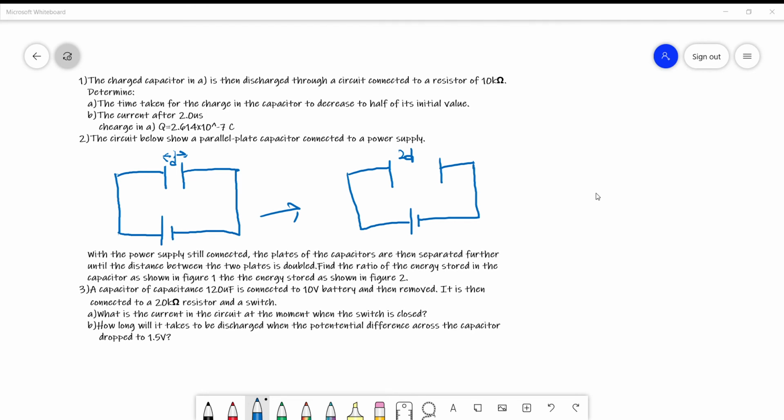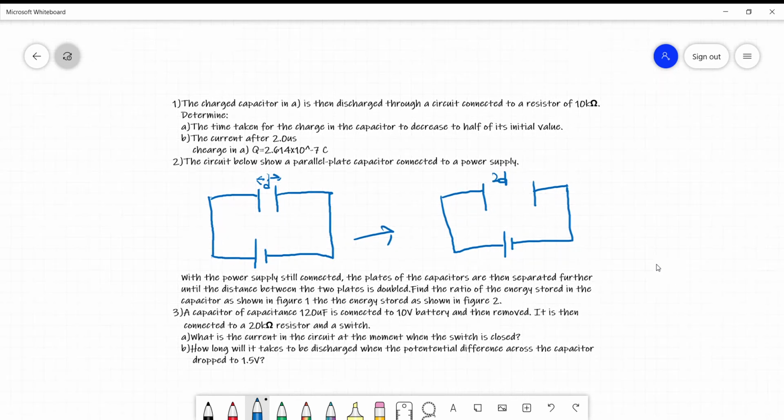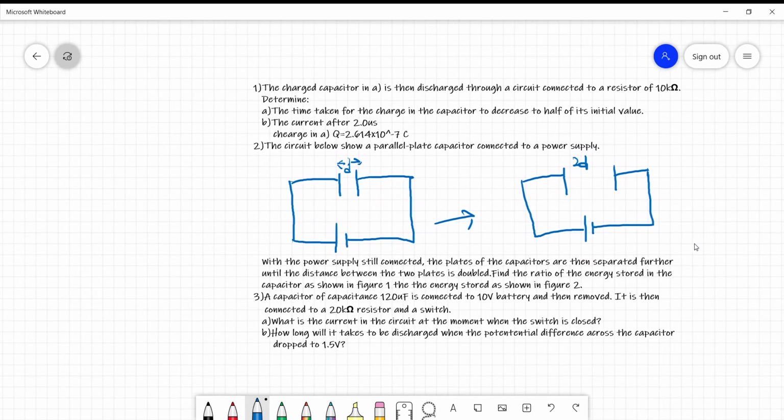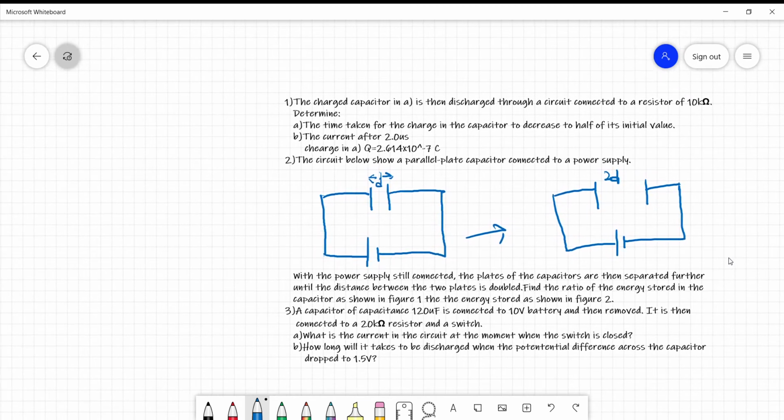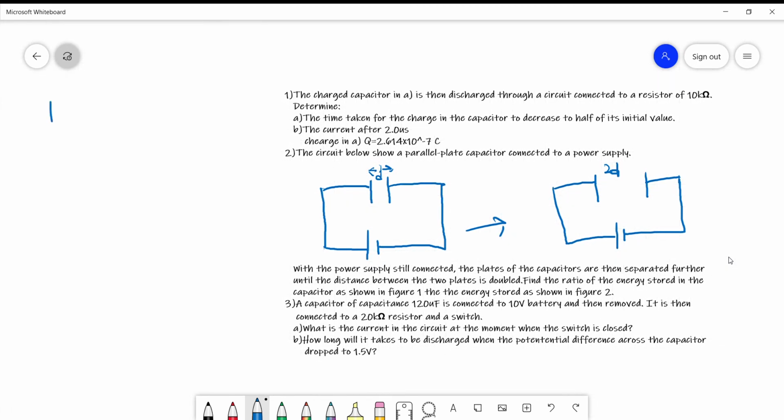Okay, so this video is mainly for the discussion of question number 4 that we discussed in the previous video. There's also some additional exercise for the chapter on capacitors. So let's discuss question number 1, which is question number 4 from the previous video. So this question is continued from question number 4.